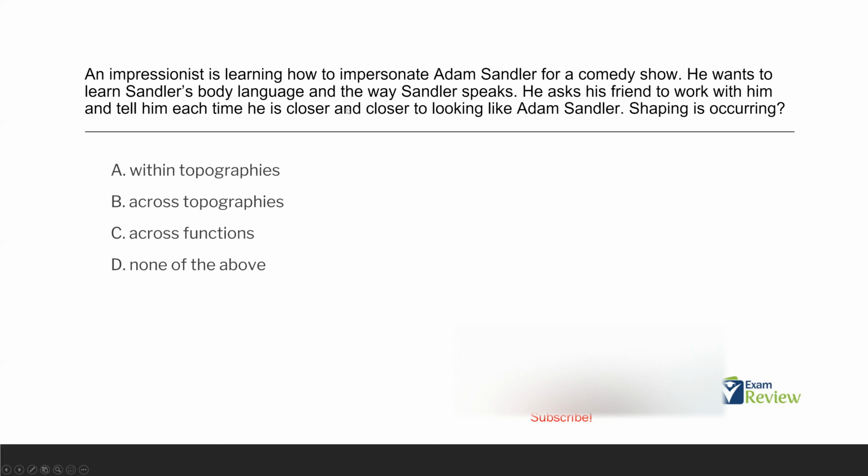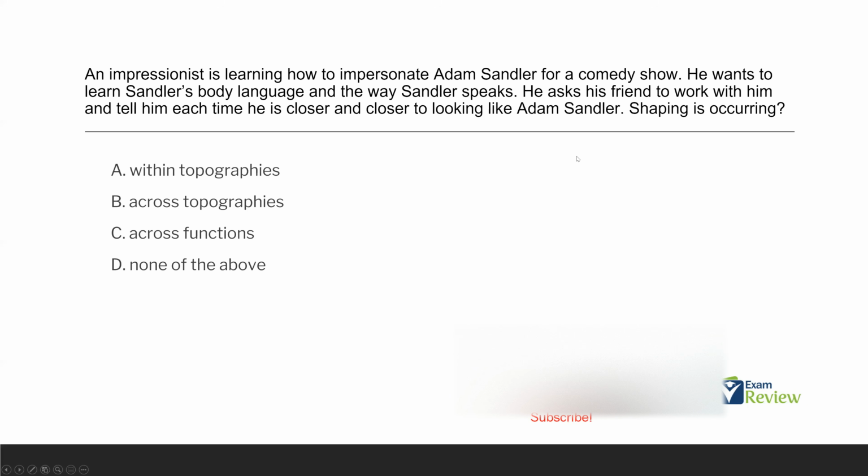An impressionist is learning how to impersonate Adam Sandler for a comedy show. He wants to learn Sandler's body language and the way Sandler speaks. He asks his friend to work with him and tell him each time he is closer and closer to looking like Adam Sandler. Shaping is occurring blank. The great part about this question is they tell you right up front you're looking at shaping.